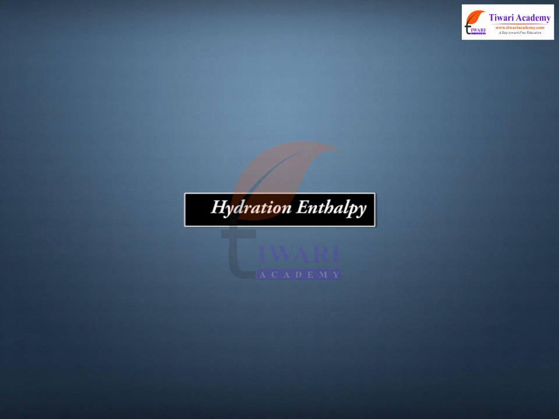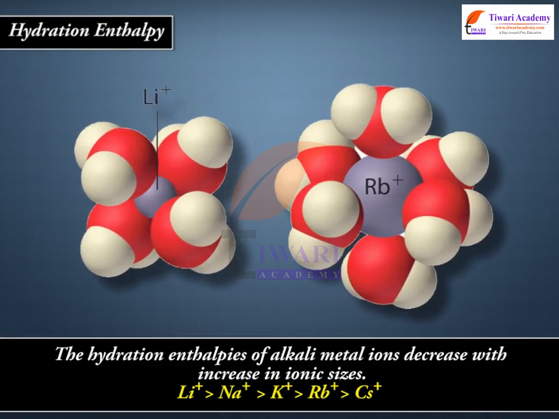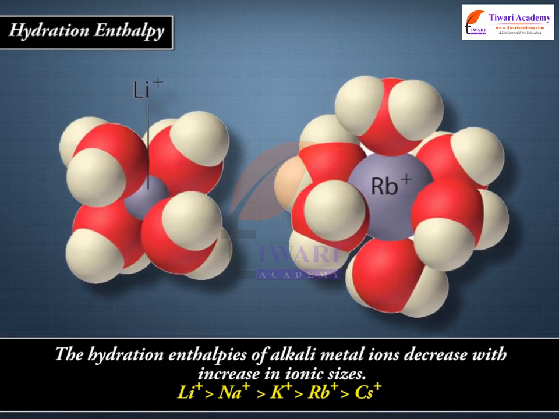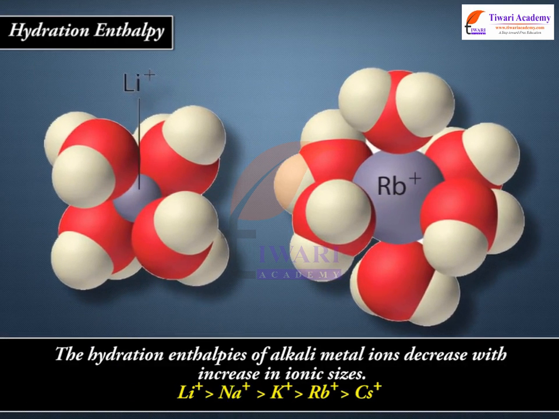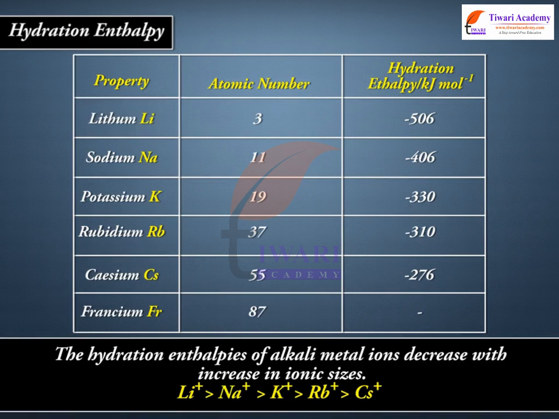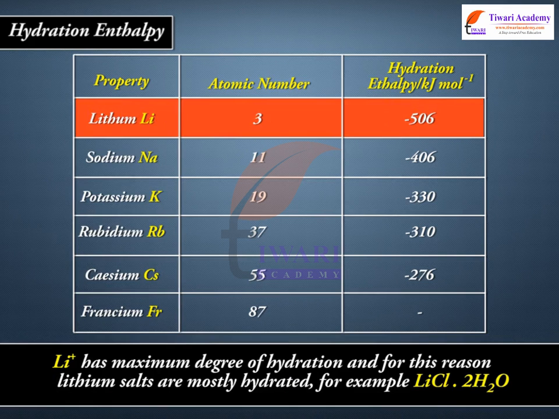Hydration enthalpy. The hydration enthalpies of alkali metal ions decrease with increase in ionic sizes. Li+ > Na+ > K+ > Rb+ > Cs+. Li+ has the maximum degree of hydration, and for this reason lithium salts are mostly hydrated. For example, LiCl.2H2O.